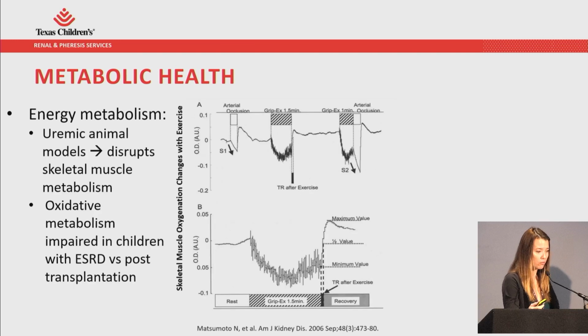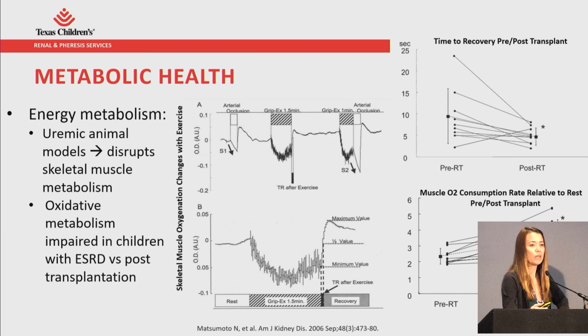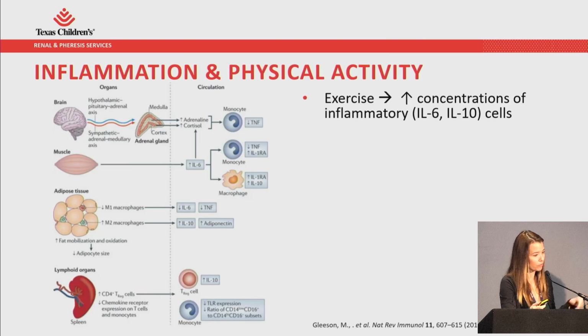I'm going to skip this one, but basically, uremia limits oxidative metabolism in children with kidney disease. This is very important from an energy demand perspective and exercise perspective.